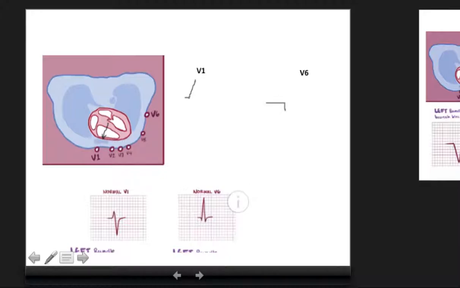So next, the wave goes to the ventricle to depolarize the ventricles, and because the left ventricle has more mass, you're going to get a huge positive inflection in lead V6. And then because the signal is going away from V1, you're going to get a negative inflection here, and then a positive inflection here because the signal is going towards V6.